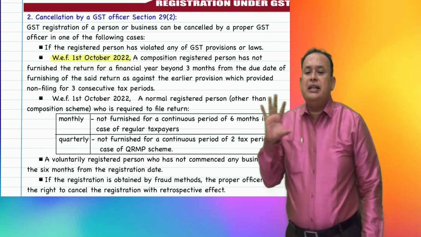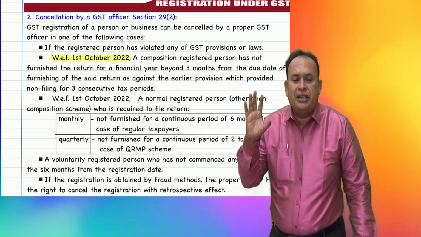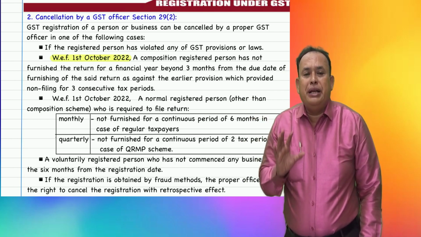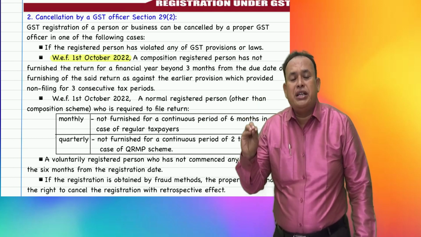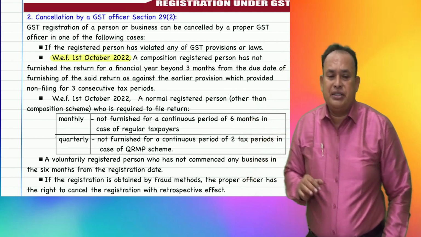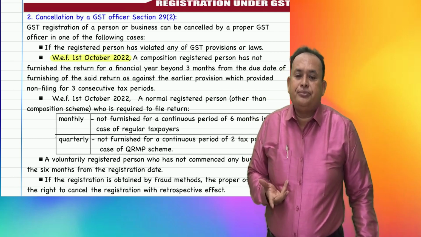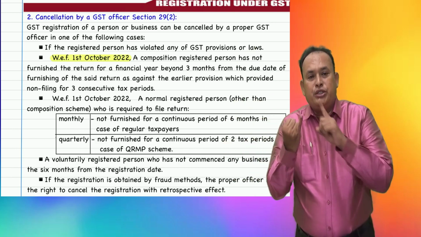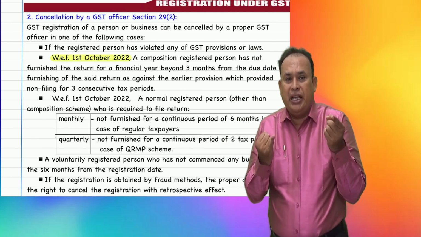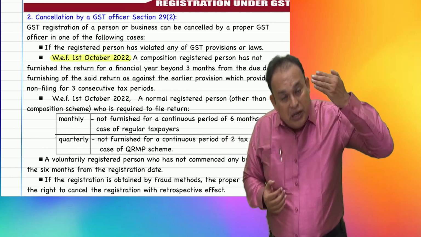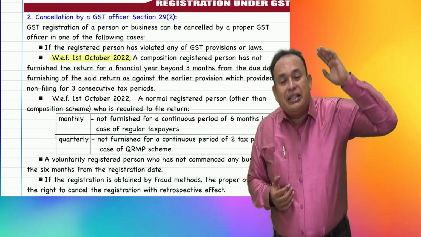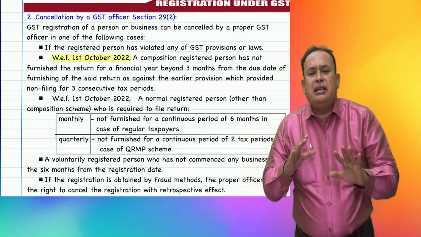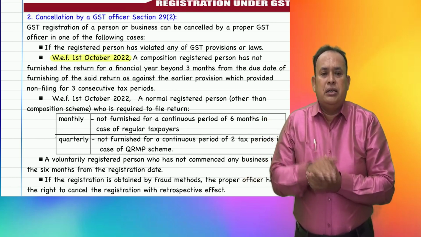Now, in a financial year 23-24, let us say the April, May, June quarter, the first quarter of the financial year, the return is not filed beyond 3 months from the due date. For April, May, June, the due date is 18th of July. From the 18th of July, for a period of 3 months, if the return for April, May, June is not filed, your registration automatically gets cancelled. The system itself will cancel this.